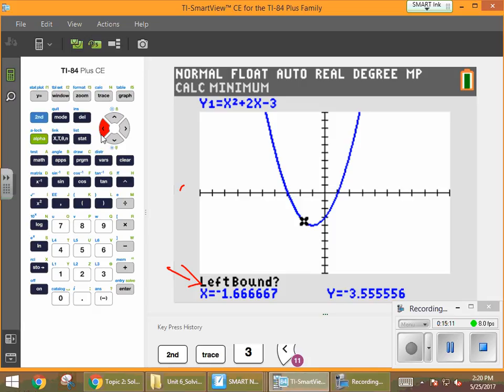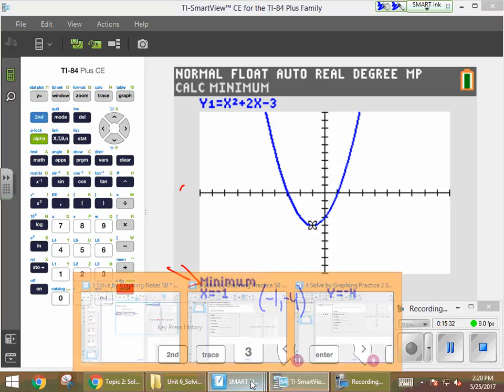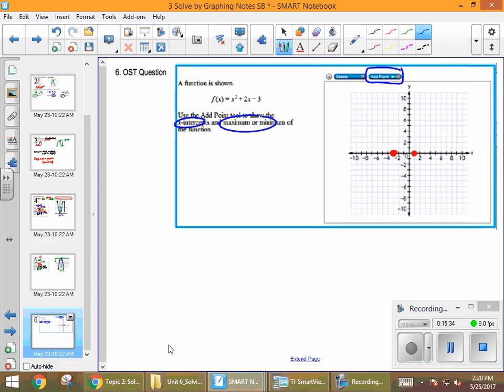Once I'm there, I click enter. Now it says right bound on the bottom. So I take my cursor a little bit to the right. Once I'm there, I hit enter again, and then you see the word guess, hit enter, and you get that the minimum is at -1, -4. They give you that point. So I can go ahead back to my paper, I can plot the point -1, -4, and that's all that they asked for in that question.